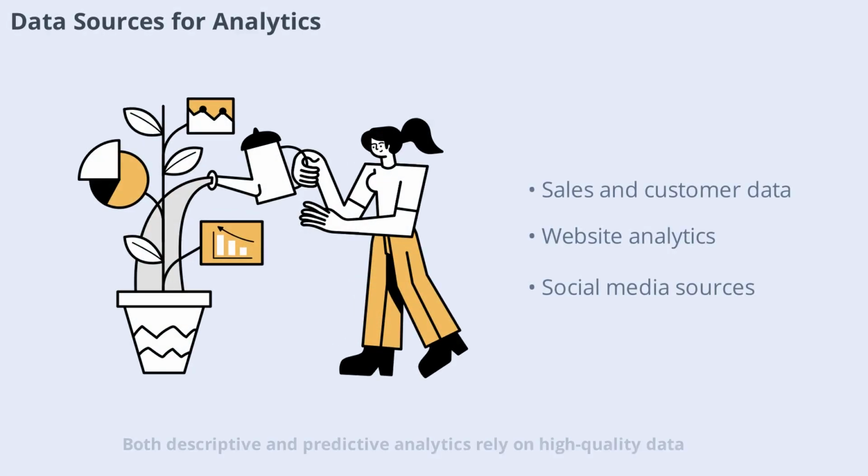Both descriptive and predictive analytics rely on high-quality data. Common sources include sales records, customer databases, website analytics, and social media. The more accurate and comprehensive the data, the more reliable the analysis. Organizations often invest in data management systems to ensure their information is up-to-date and accessible for analysis.